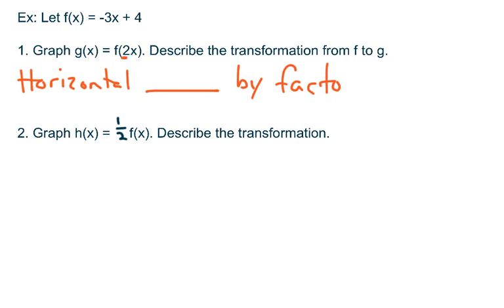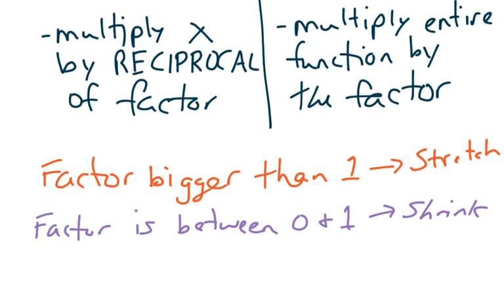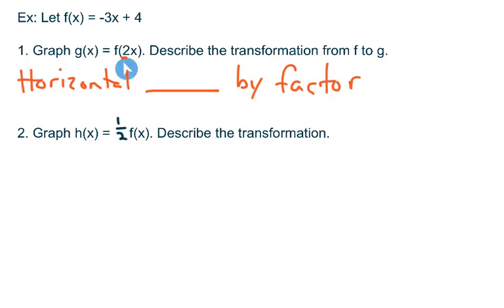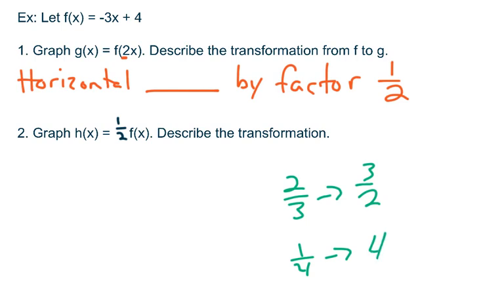Well, we're multiplying x. If we go back, we multiply x by the reciprocal of the factor. So if the number we're multiplying x by is 2, we need the reciprocal of that, and the reciprocal of 2 is 1/2. Remember, reciprocal just means flip over the fraction. As a side note, the reciprocal of 2/3 would be 3/2. The reciprocal of 1/4 would be 4/1, or just 4. Or if we had 1/3, then the reciprocal of that would be 3. Just a couple of examples of what reciprocals are.